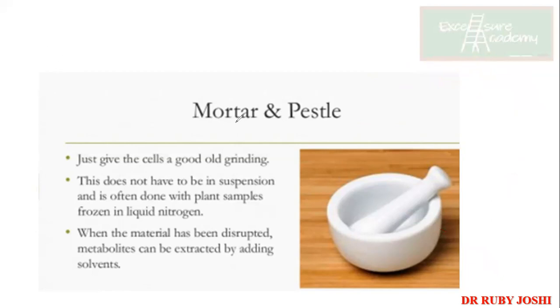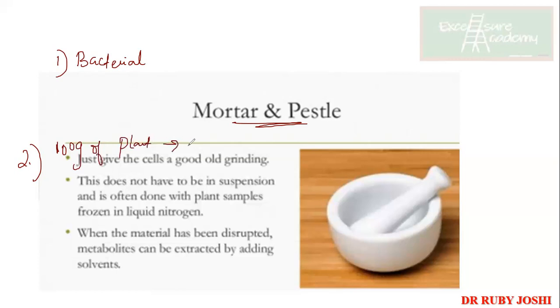Okay, so if I'm using the mortar pestle method and my cell over here is a bacterial cell. Always you need to have a reference, like a starting position. So suppose it was plant. I'm going to take around 100 gram of plant tissue and dip it into liquid nitrogen so that it becomes hard. Then I'm going to put it into this and grind it.